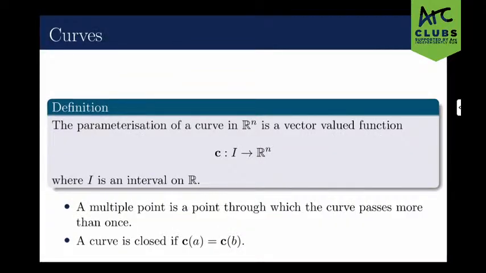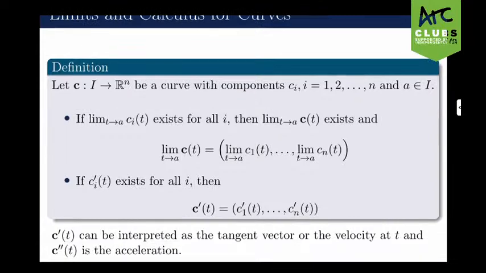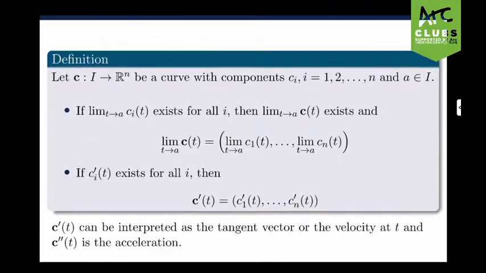Okay, so definition. We have a general parameterization of a curve, from an interval I, which is equal to [a, b], sending the value t to something in Rn. A curve is closed if the starting point and the end point are the same. So if the initial value and the final value are the same, then we say the curve is closed. Right, okay, and then limits and calculus for curves.